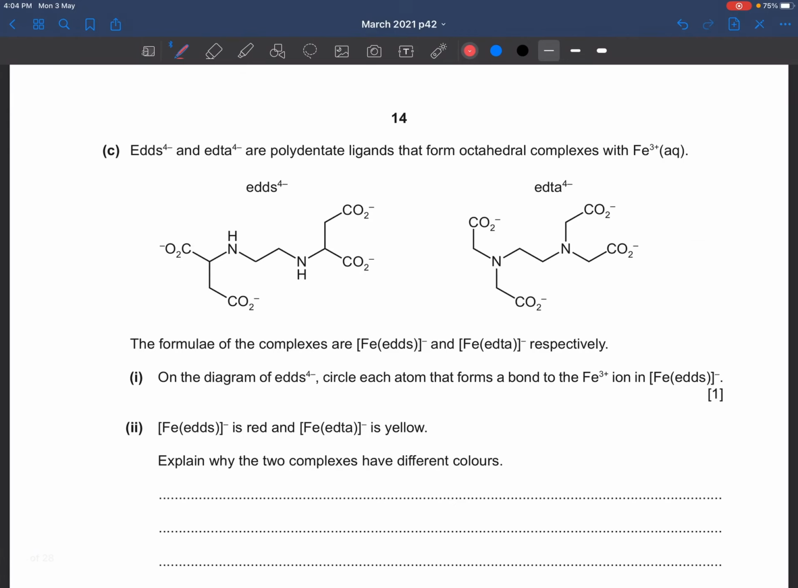Now EDDS and EDTA are polydentate ligands that form octahedral complexes with Fe+3.